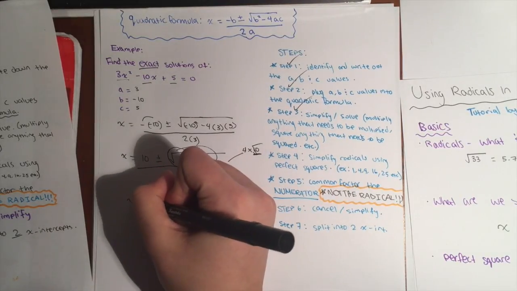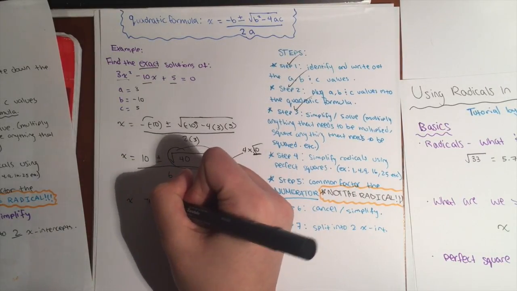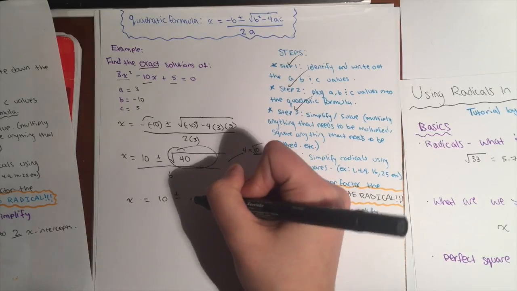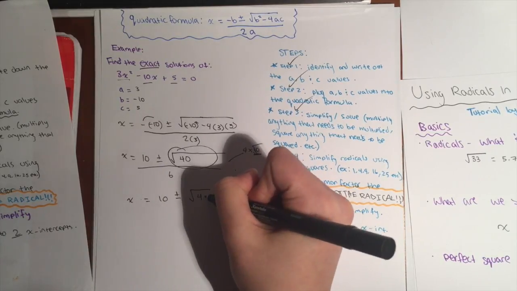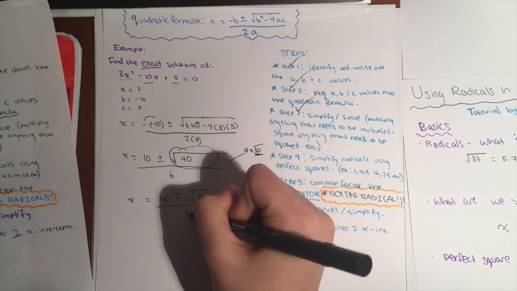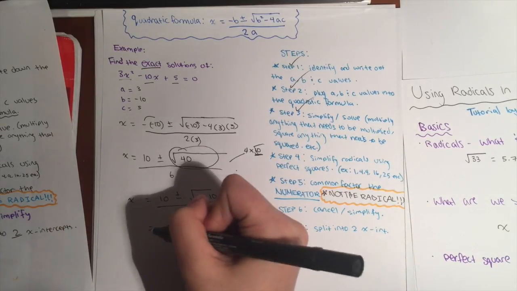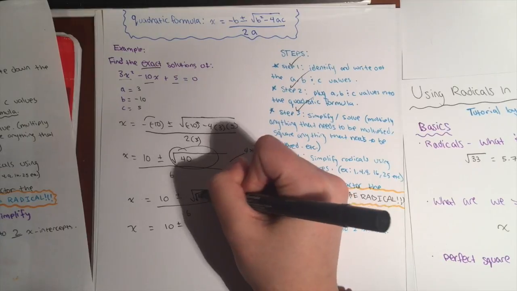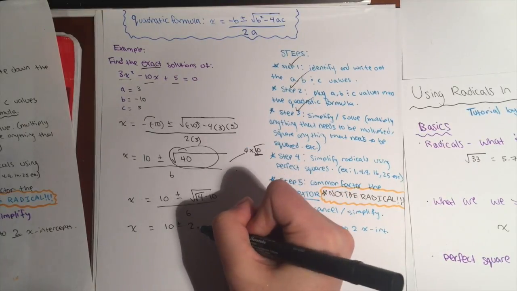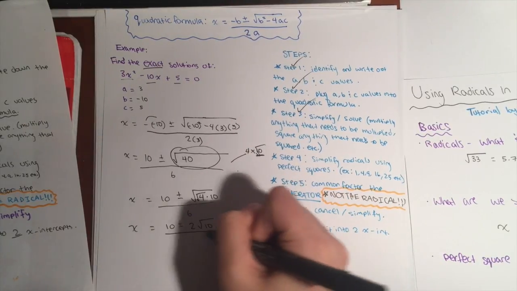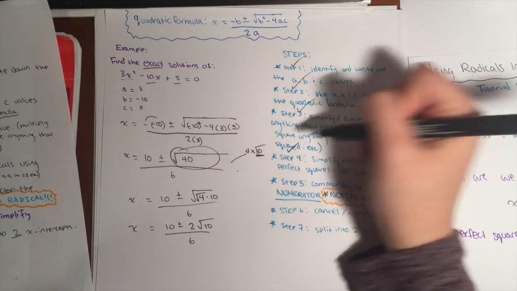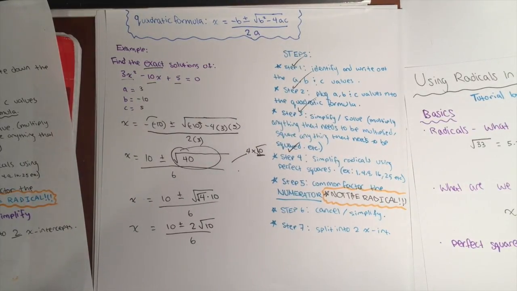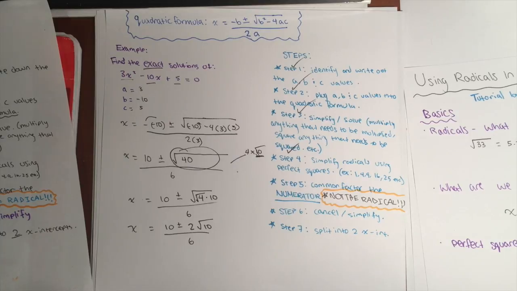So I'm going to rewrite this as x equals 10 plus and minus the square root of 4 times 10, over 6. And this will equal 10 plus and minus, I'm going to square root the 4, and I'm going to get 2 root 10 over 6. So that's step 4.